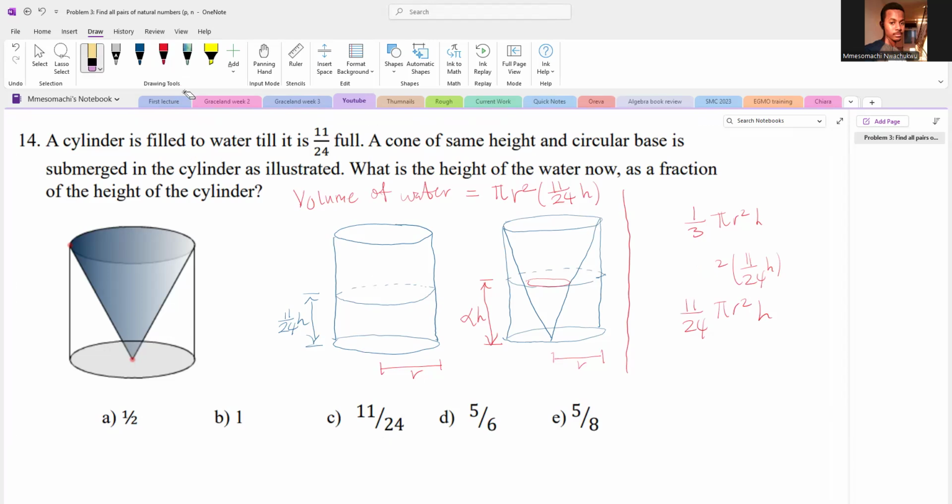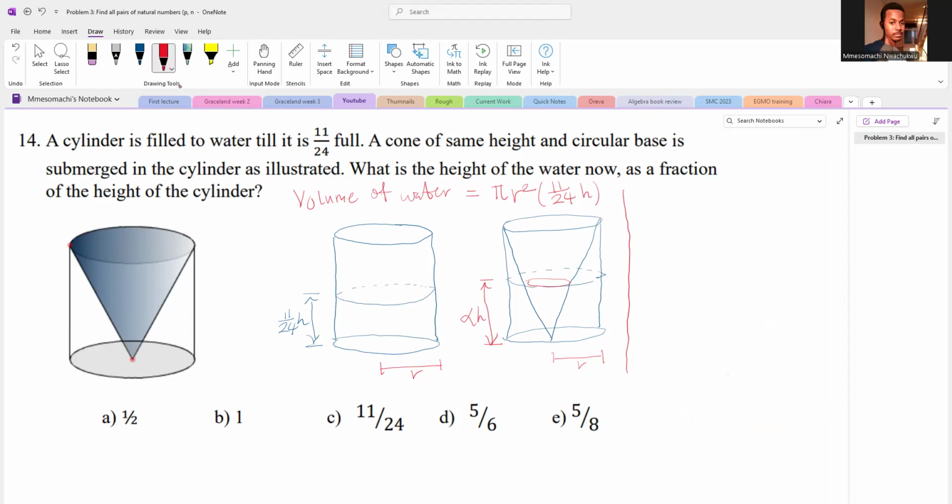Okay, so let me erase this. If we add these two together, what do we have? It's going to be 19/24 pi r squared h. So we know that the total volume is at most this, which is still less than the volume of the cylinder, so this is less than pi r squared h. So it means we can have a situation where water spills over. Of course, if water spills over, then alpha will just be 1, because the water will be at the brim after submerging it.